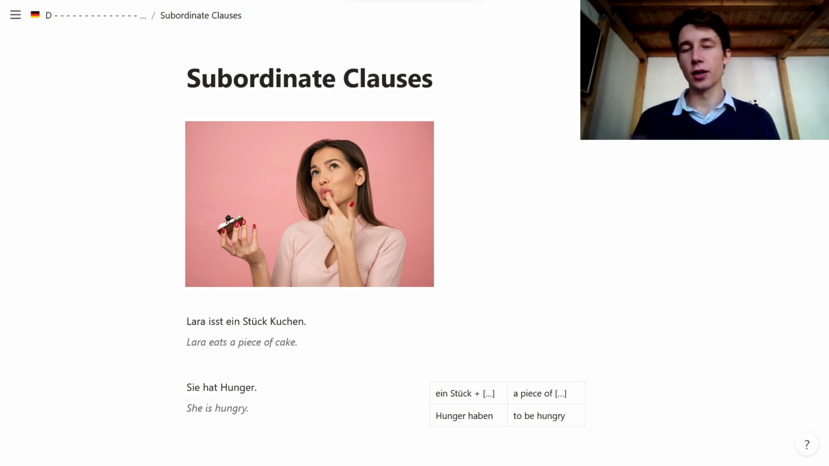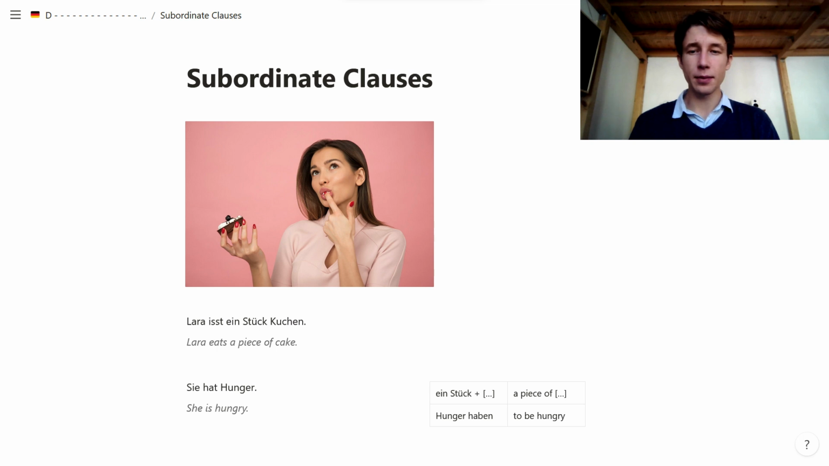So basically a subordinate clause is an extra clause that gives you information about where, when, how, or why something happens. And it always goes together with a main clause. So in our example, the main clause is going to be Lara isst ein Stück Kuchen, which means Lara eats a piece of cake. And then the subordinate clause is going to explain the reason, and that is Sie hat Hunger, which means she is hungry.